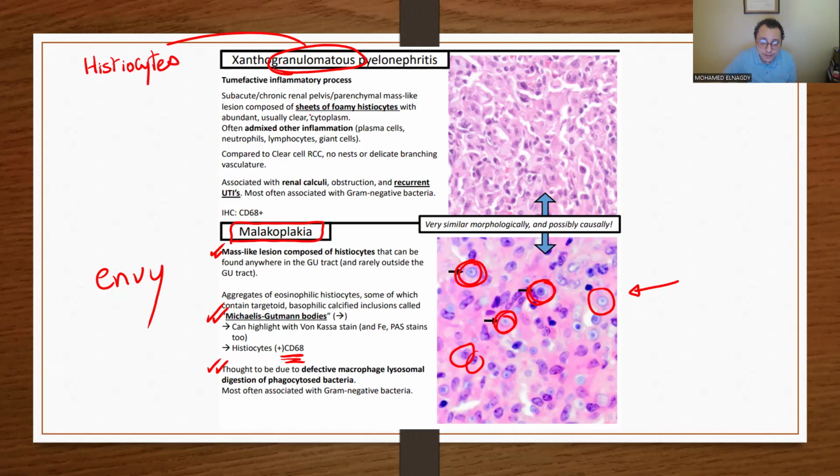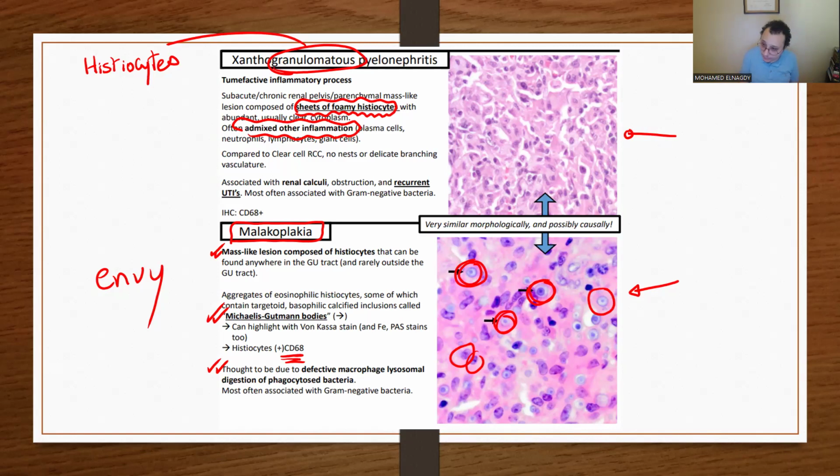Okay, so we have the same sheets of foamy histiocytes. All these cells that you see here in this field are histiocytes, actually. You can tell that the cells have an eccentric nucleus and foamy cytoplasm. So, sheets of foamy histiocytes. And you sometimes see other areas of admixed inflammation, like some lymphocytes, some neutrophils, some giant cells. So this means that you are dealing with a chronic inflammatory process. It's actually a long-lasting renal infection.